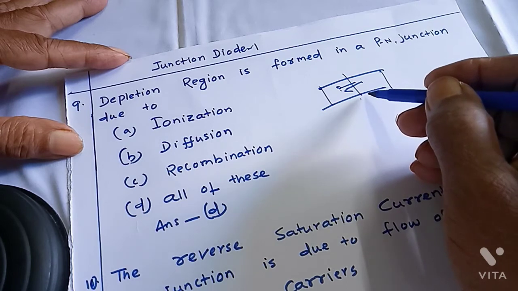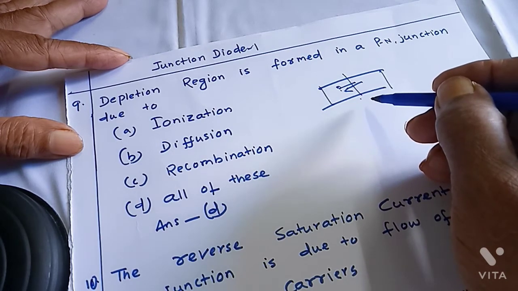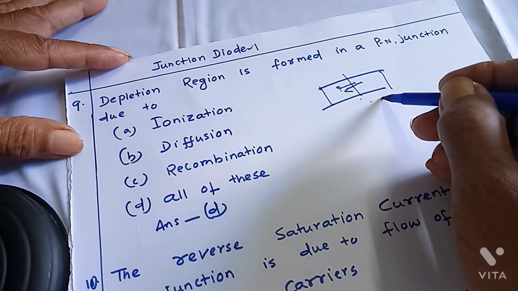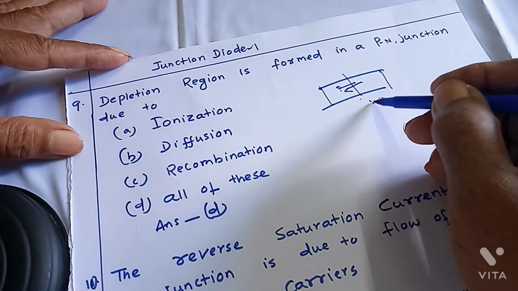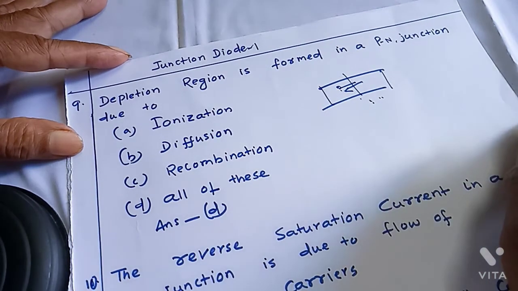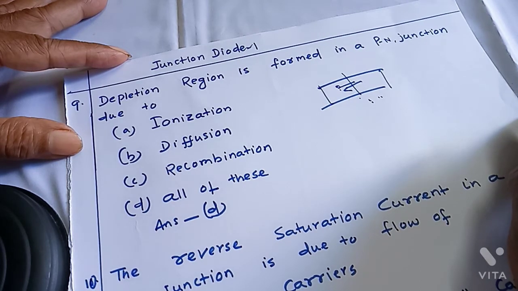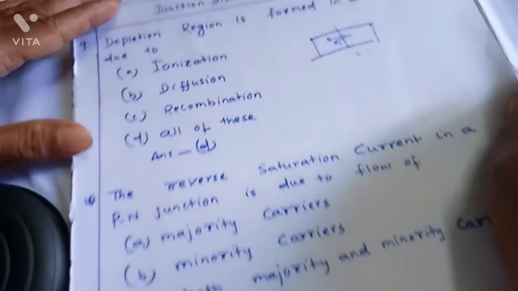Now these are the minority carriers and they form the reverse current, that is the drift current. So this is also partly due to ionization. Also recombination takes place across the junction constituting the current. All these factors together form the depletion region as a region where there are no charged particles. So depletion region is formed in a PN junction due to ionization, diffusion and recombination.